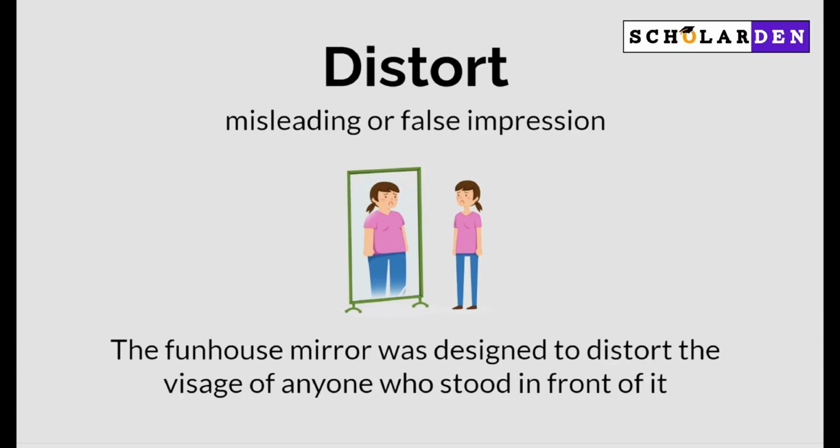Distort. To distort is to mislead or give a false impression. The funhouse mirror was designed to distort the visage of anyone who stood in front of it. Visage means face. Or you could say, she distorted the facts and made it look like the campaign had been successful.